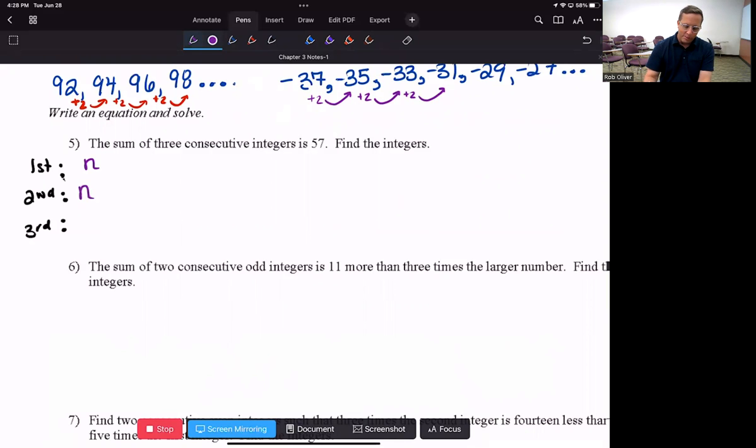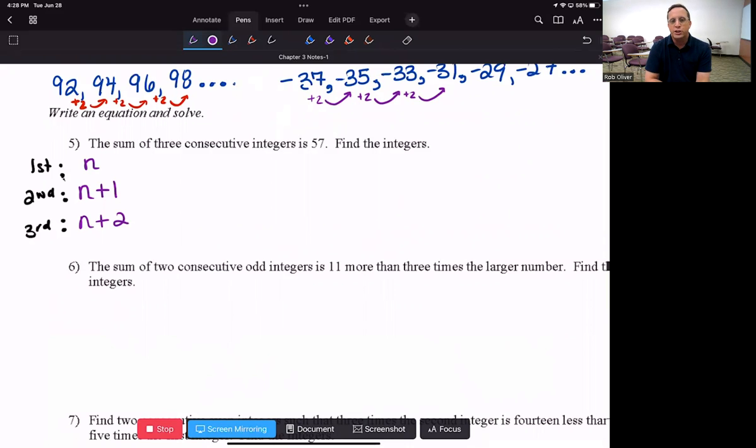The next integer is going to be n plus 1, because consecutive integers, we're not talking about odd, we're not talking about even, we're just talking about consecutive, one after the other after the other. They're always going to be one apart. So the next number would be n plus 2. And if we had to keep on going, we'd do n plus 3, n plus 4, n plus 5.